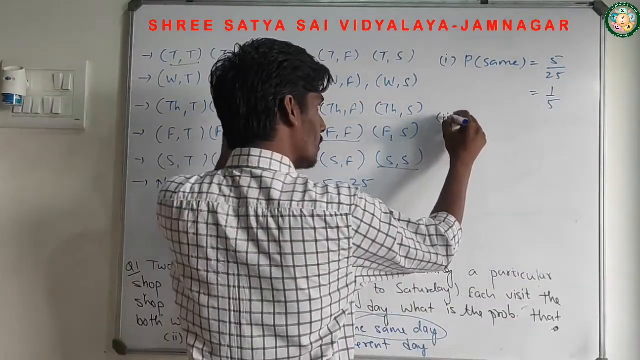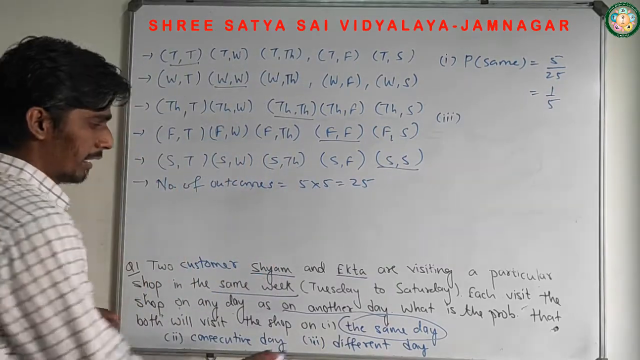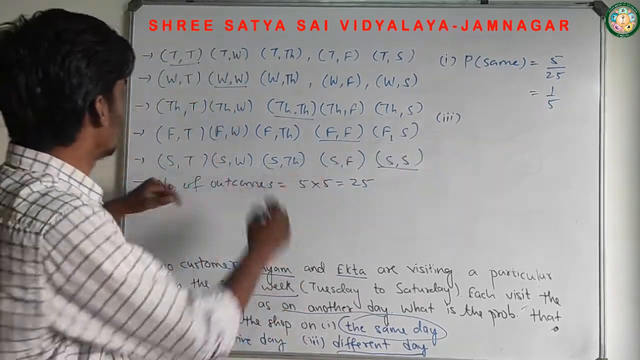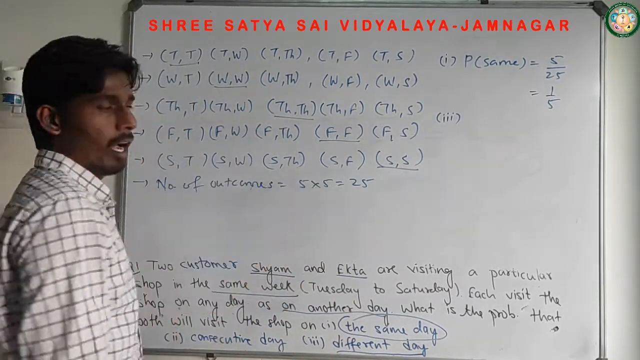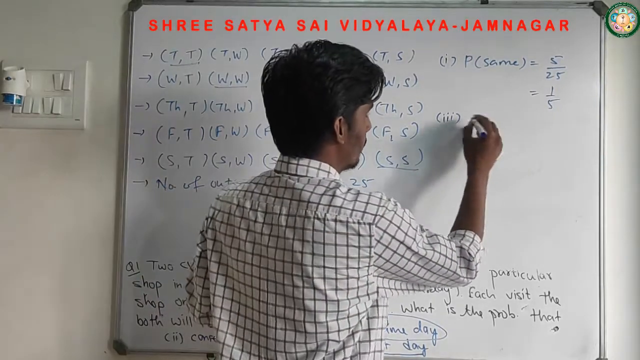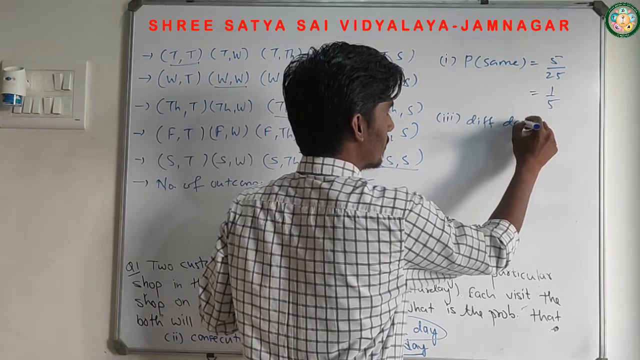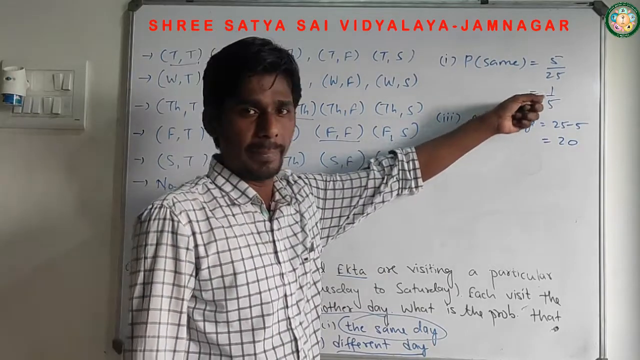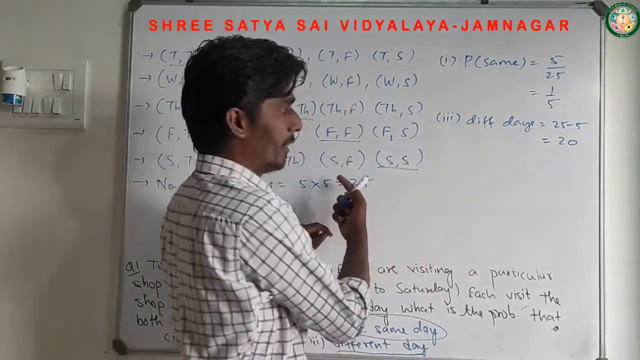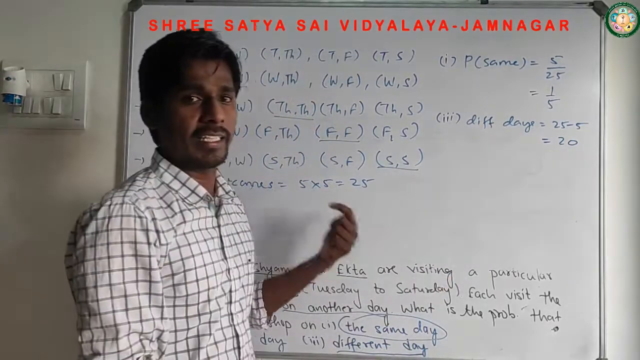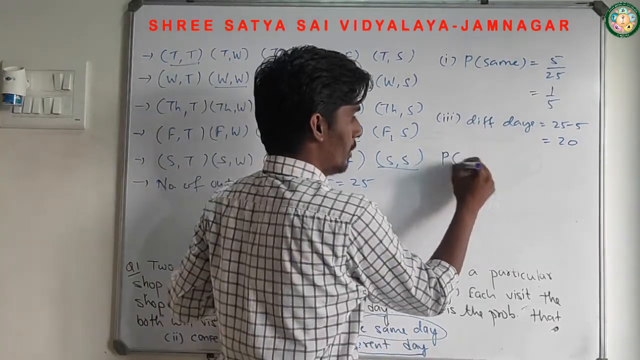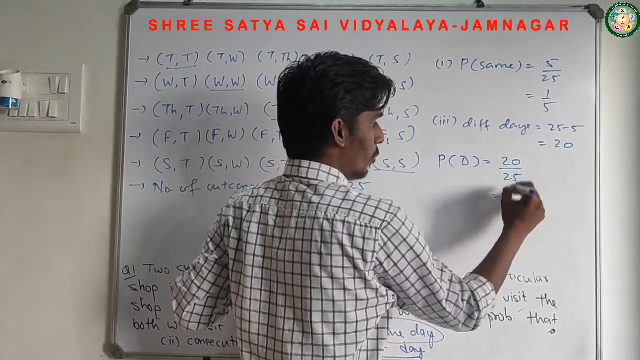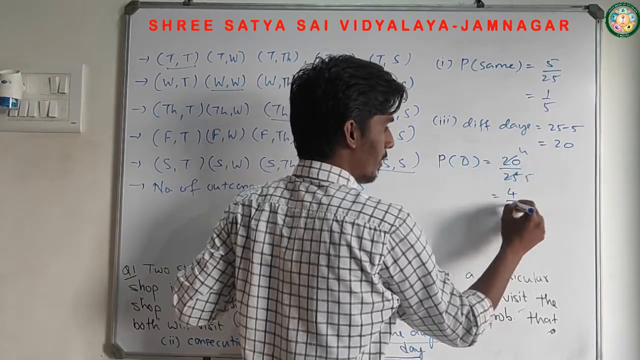Similarly, let's take the third one directly. It's on different days, because the complement of same will be different. So if I remove these 5 outcomes from the 25, how many will remain? The number of different days is 25 minus 5, which is 20. Or you can find the complement of this. Out of 25, 20 outcomes are where they went on different days. So the probability for different days is 20 upon 25, which is 4 upon 5.